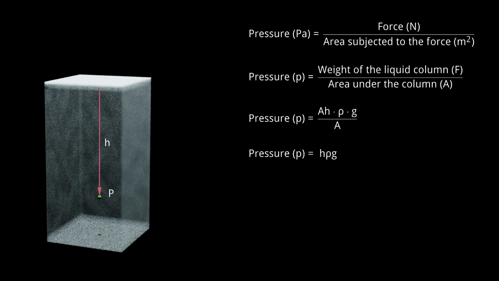Pressure is a scalar quantity. It has magnitude but no specific direction. In the context of fluids, pressure at a point refers to the force exerted per unit area at that point, and it acts equally in all directions.